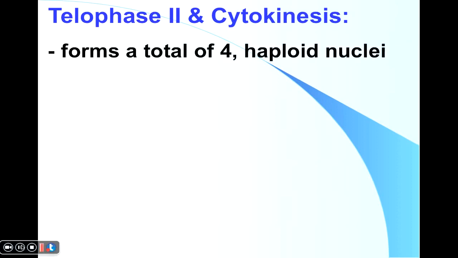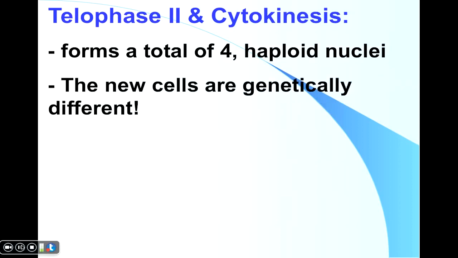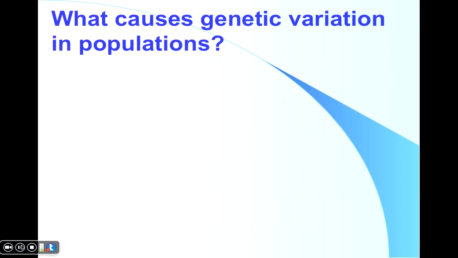So, to summarize a few key points, by the end of telophase 2 and cytokinesis, we form a total of 4 haploid nuclei, or cells, if indeed cell division takes place, and the new cells are genetically different from each other. If we consider this basic question, what causes genetic variation in populations? As we'll see, meiosis plays a huge role in this scenario. First of all, we've already discussed crossing over, this exchange of alleles between homologous chromosomes that occurs during prophase 1 of meiosis.